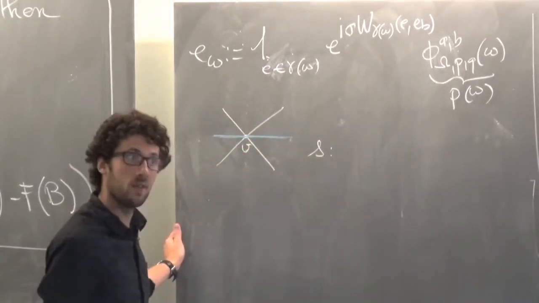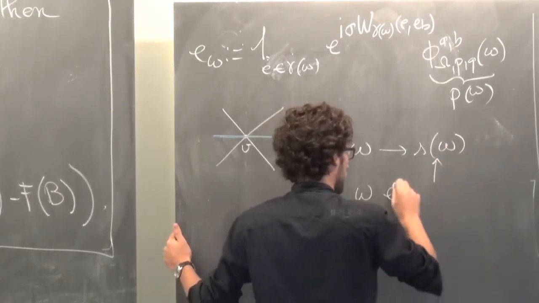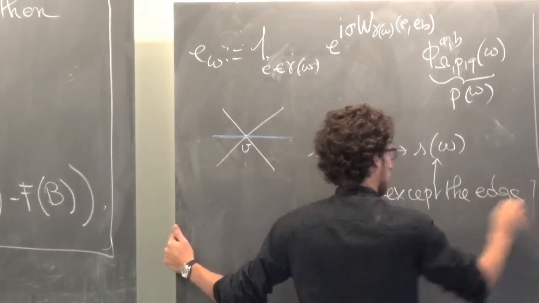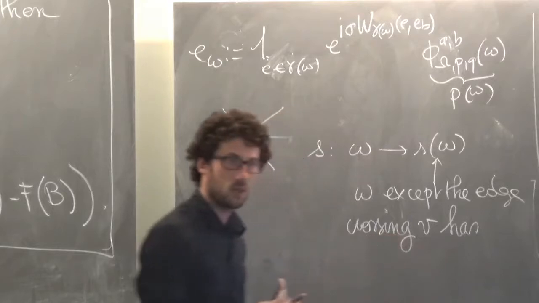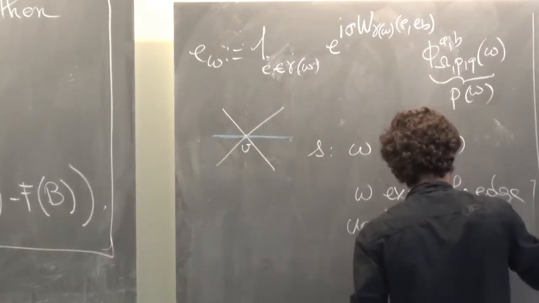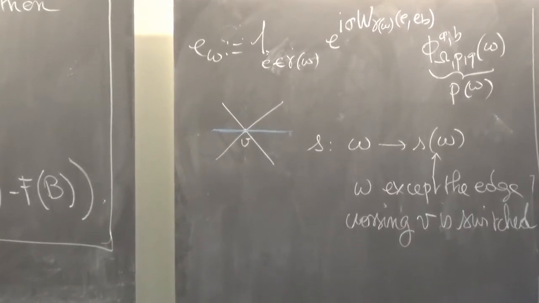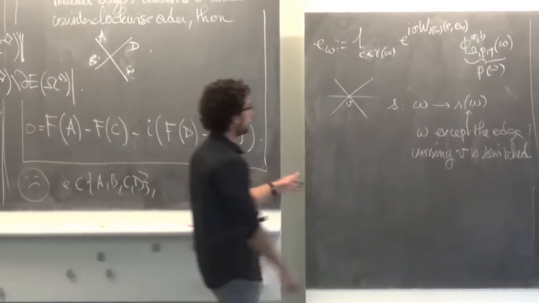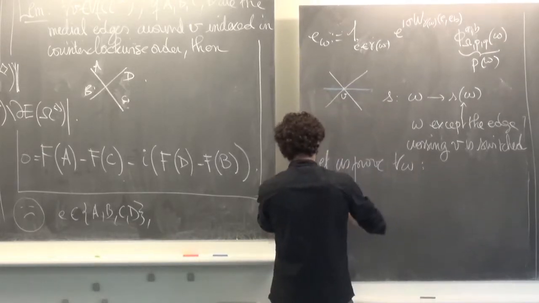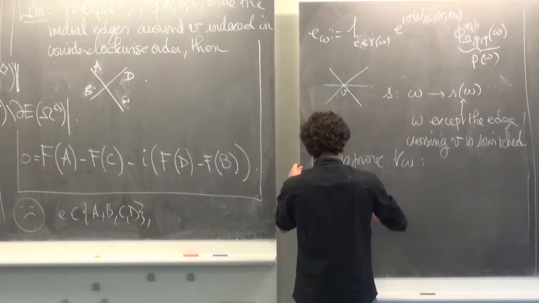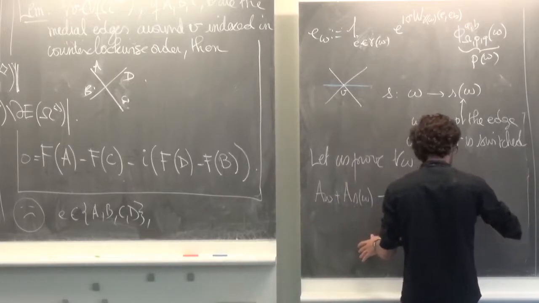And let's just look at the transformation S, it's an involution, which maps omega to S of omega, which is just omega except the edge crossing V has opposite type. Is switched. So if it was open in omega, it's closed in S of omega, and vice versa. That's just that. Everything else you don't change. So it's an involution. And what we are going to prove is that for any omega, in fact, we have that A of omega plus A of S of omega minus C of omega minus C of S of omega plus and so on equals 0.